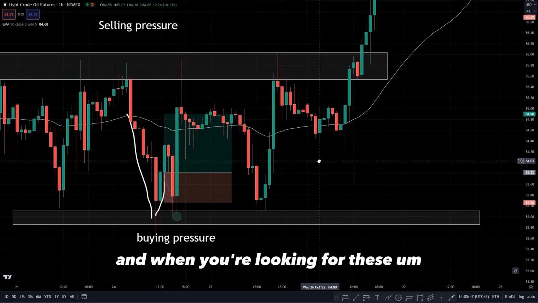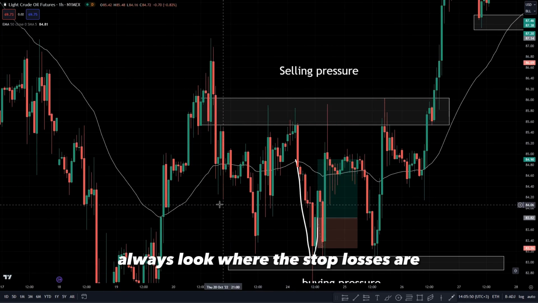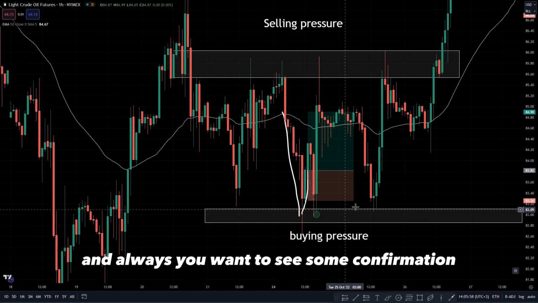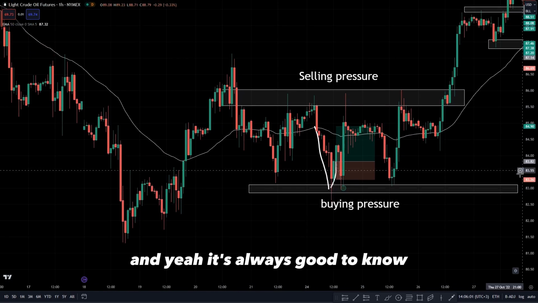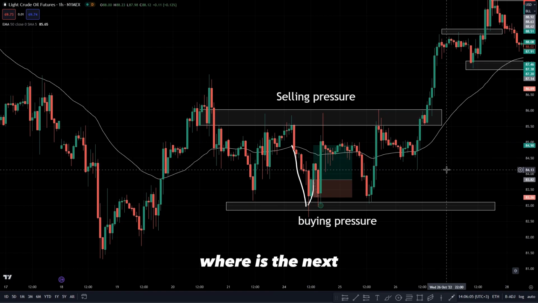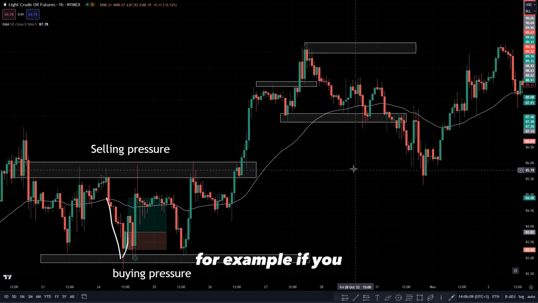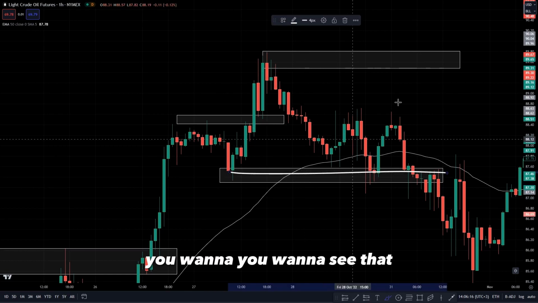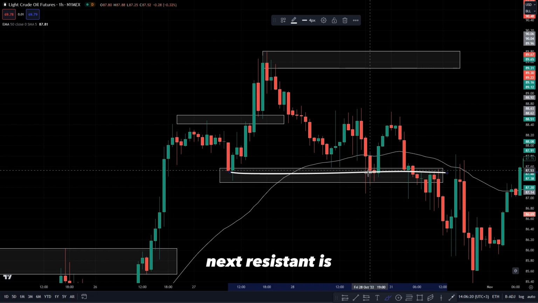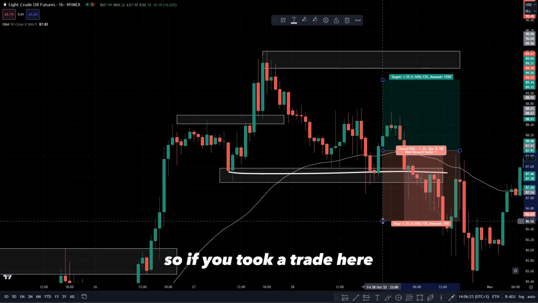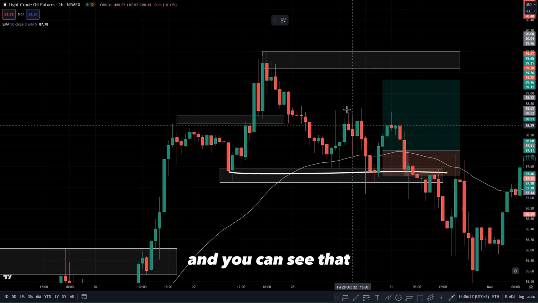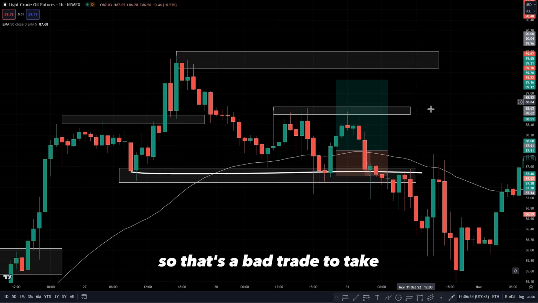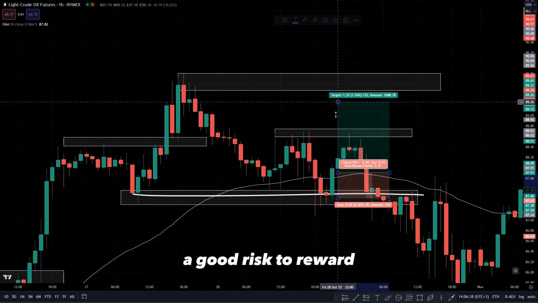When you're looking for these support and resistance trades, always look where the stop losses are and where the liquidity is, and always you want to see some confirmation before entering the trades. And it's always good to know where the next support and resistance is. For example, if you took a trade from this support zone right here, you want to see where the next resistance is. If you took a trade here, and you put your stop losses right there, you can see that the closest resistance is pretty close right there. So that's a bad trade to take because you are not getting a good risk reward ratio.